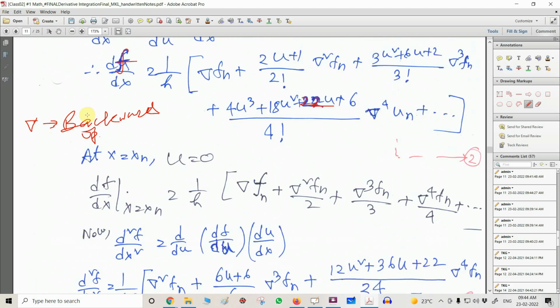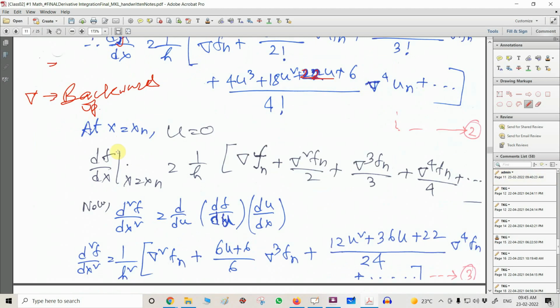So it is also called the backward operator, and the del operator we used in your last class was your forward operator. Okay, now I am audible. So write this down. Similarly, in the forward method what we used to do was x equals x0. Here you will be doing x equals xn.